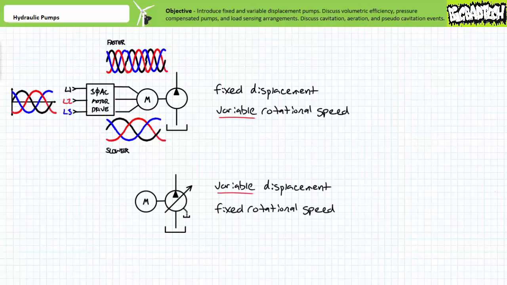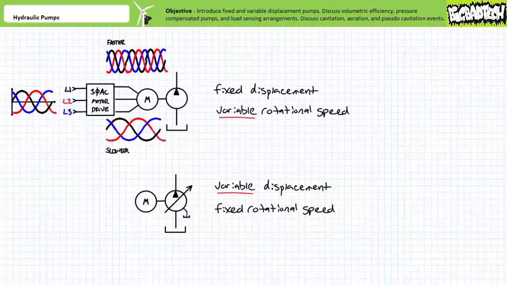The second method necessitates a variable displacement pump and a prime mover rotating at a constant speed. If the prime mover happened to be an electric motor, the motor could be supplied by constant excitation frequency, thereby keeping rotational speed constant. These differing methods suggest the burden of directly varying flow rate is placed on opposite aspects of the prime mover and pump combination.